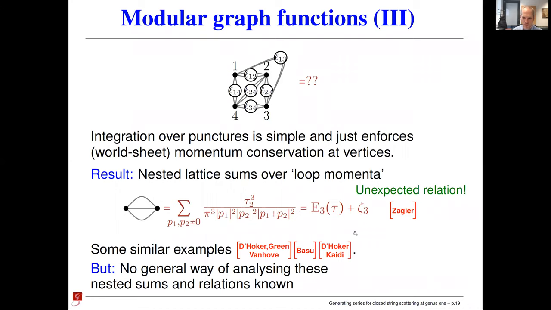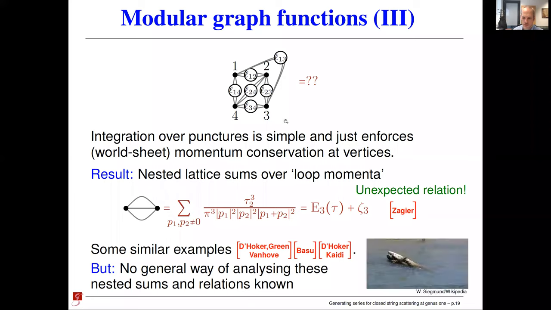So what can we say about these systematics? There are similar examples that have been worked out later. Here are a number of references for that. But there's no general way, I would say, to analyze these sums and these relations for an arbitrary graph like this. In particular, what you also want to do is have not four, but n punctures. So we've reformulated the problem a bit by going to this alpha primed expansion and these diagrams, but we still haven't solved the problem. In some sense, we hit another snag. I didn't find another picture, so it looks like the same one, but it's actually a different one.